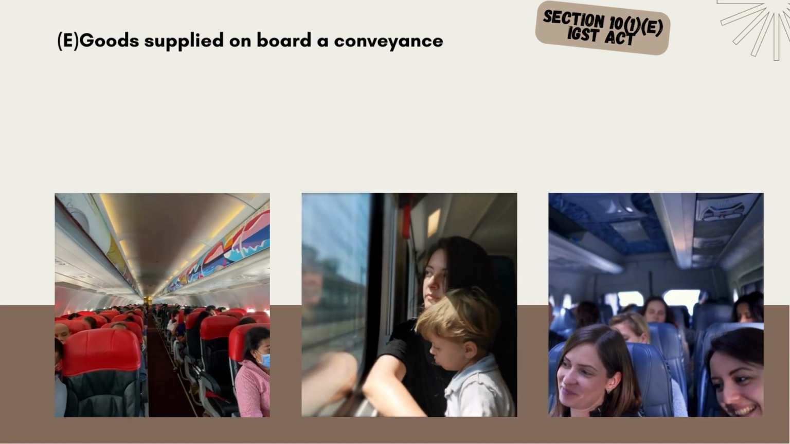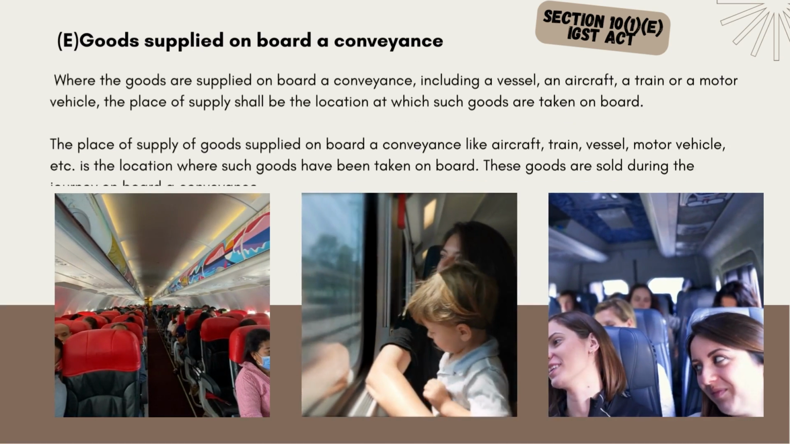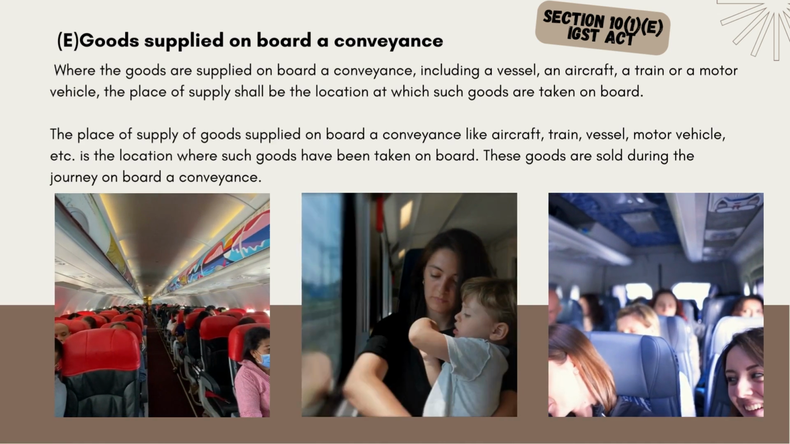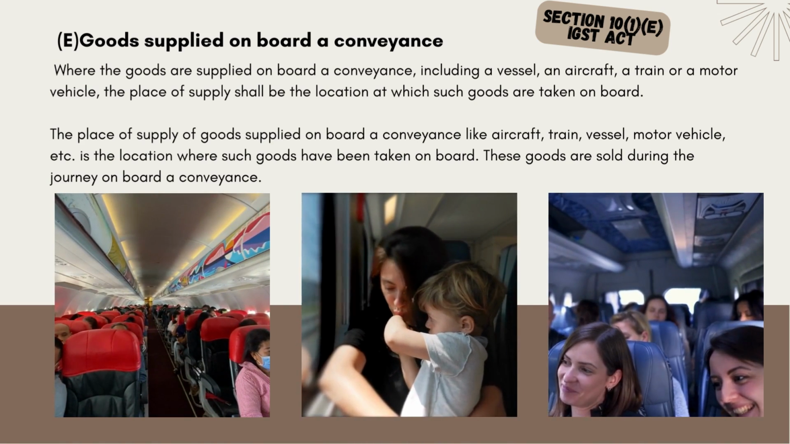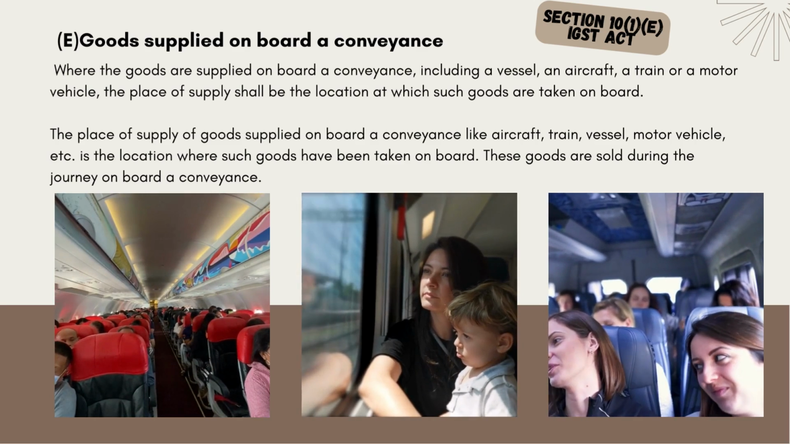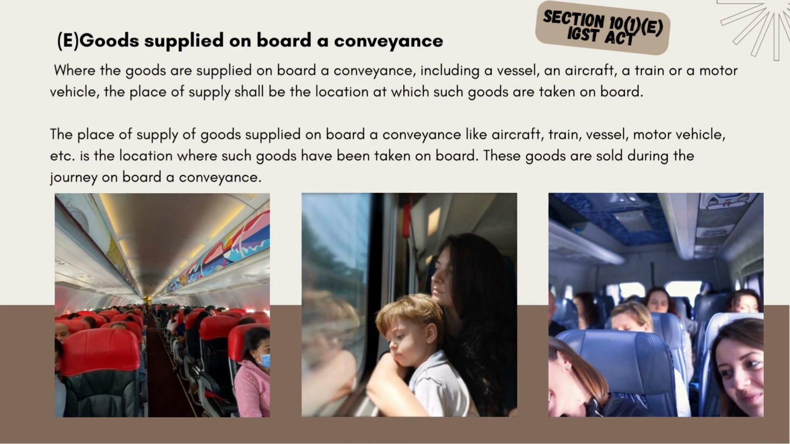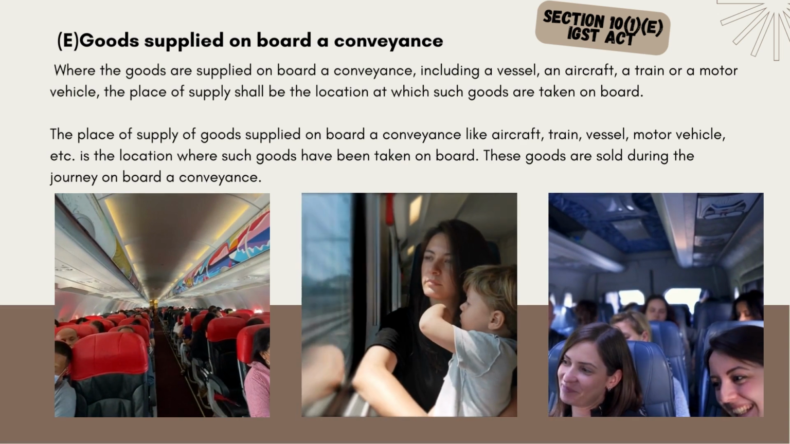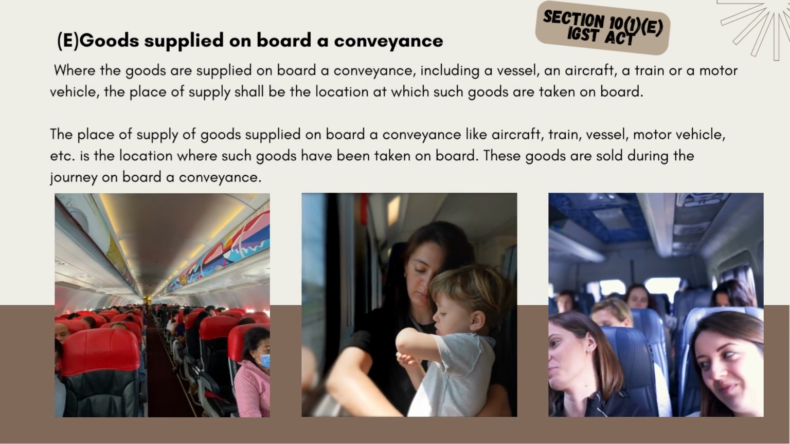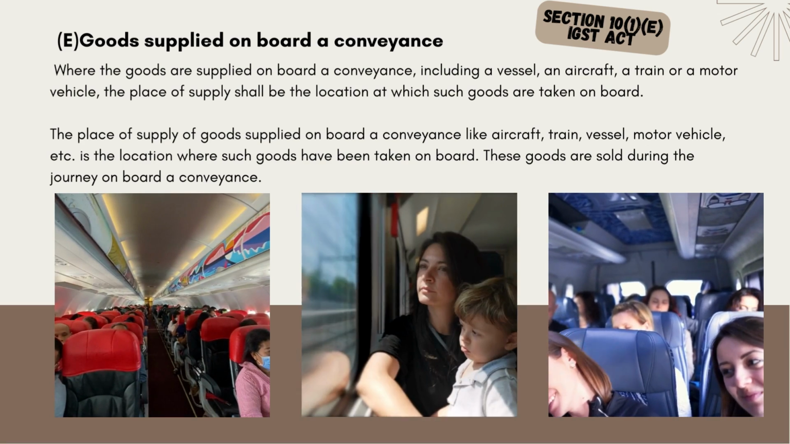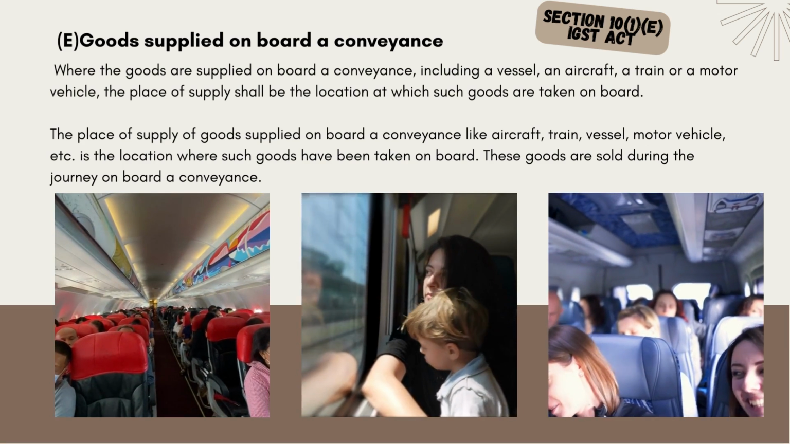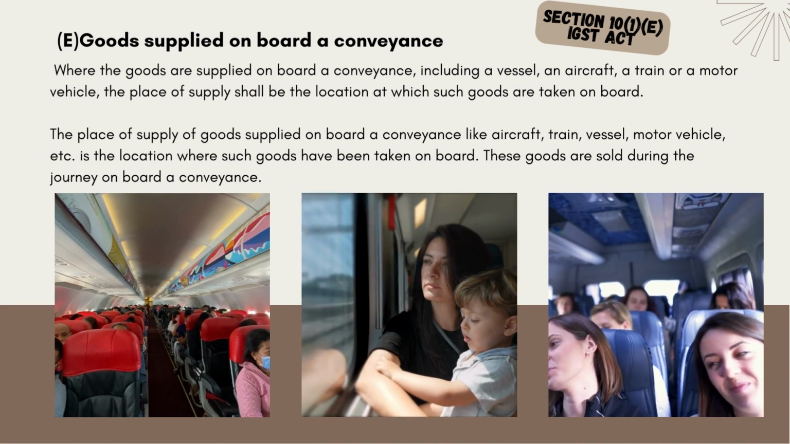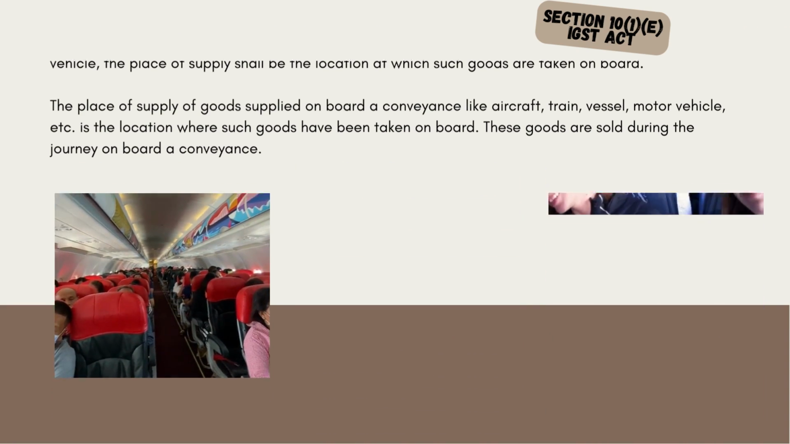E. Goods supplied on board a conveyance. Where the goods are supplied on board a conveyance, including a vessel, an aircraft, a train or motor vehicle, the place of supply shall be the location at which such goods are taken on board. The place of supply of goods supplied on board a conveyance like aircraft, train, vessel, motor vehicle, etc. is the location where such goods have been taken on board. These goods are sold during the journey on board a conveyance.